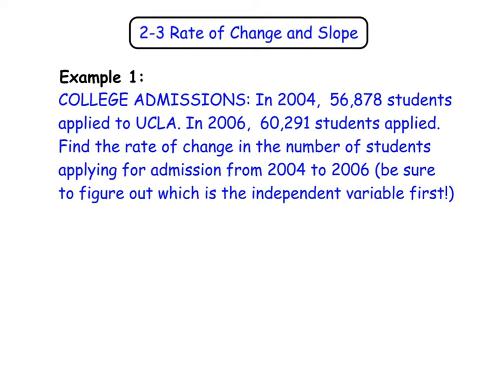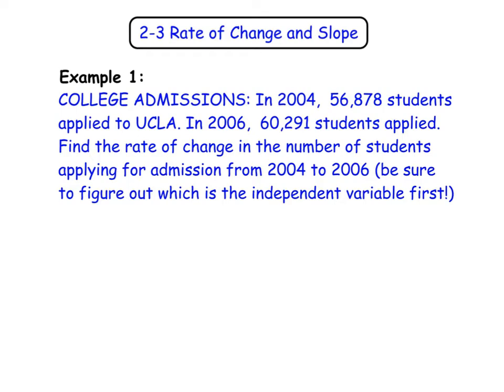Okay, so for our first example, we're talking about college admissions. In 2004, 56,878 students applied to UCLA, and in 2006, 60,291 students applied. Find the rate of change in the number of students applying for admission from 2004 to 2006. And be sure to figure out which one is the independent variable. So remember, I said most of the time, time is always going to be your independent variable.